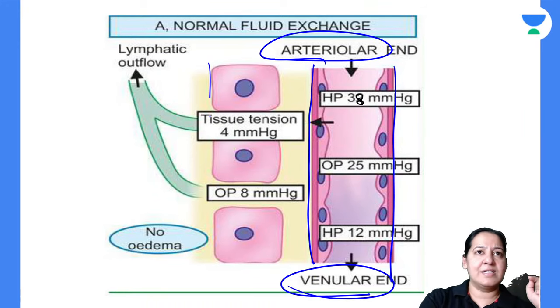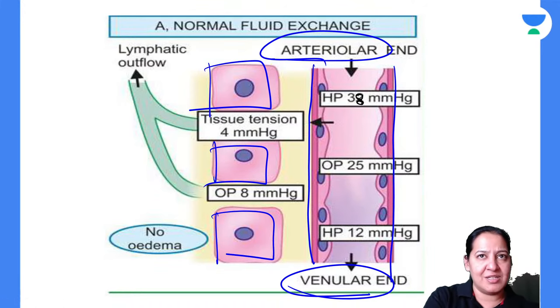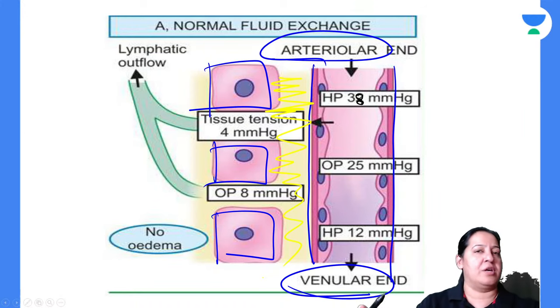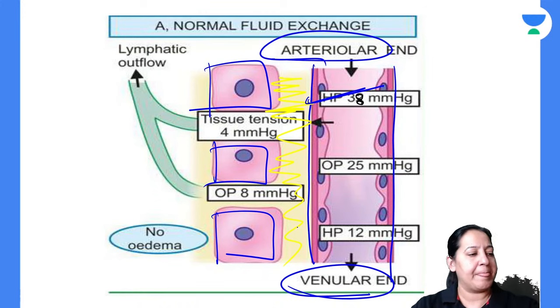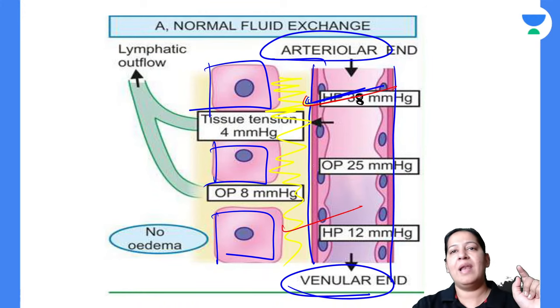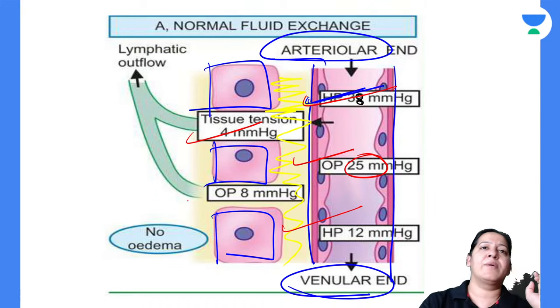Right. And see, this is a tissue. These are the cells of the tissue. Appreciate the space between them, the yellow color space. The background yellow is the interstitial space between the cells. Now see the values of all pressures. It is mentioned here. So hydrostatic pressure is 38 at the arterial end of the capillary. At the venous end it is 12. Osmotic pressure is 25 throughout. If these are the major, if we talk about minor, you can see the values here.